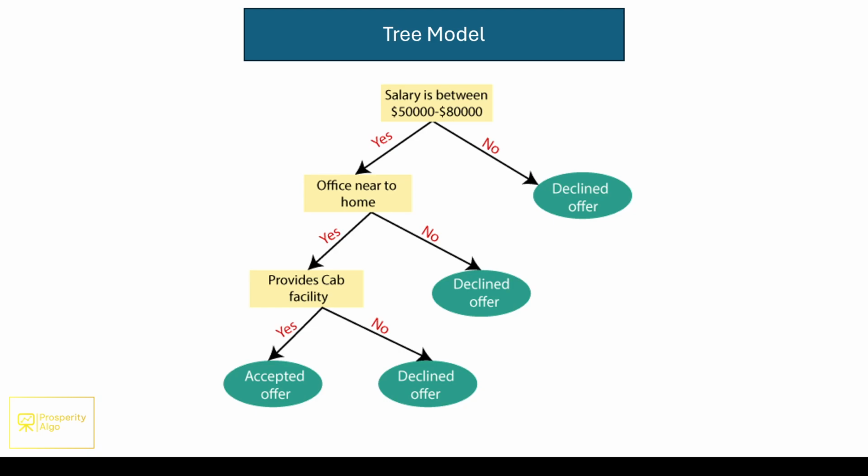And this would be a really good example of what a tree-based model is. Here's a salary example, but it shows whether you should take a job or not based on a series of conditions. Is the salary between a certain range? Yes. Is the office near home? Yes. And does it provide cab facility? Yes. If not, you decline the offer. So it's a simple decision tree, which we've seen in many, many different contexts.